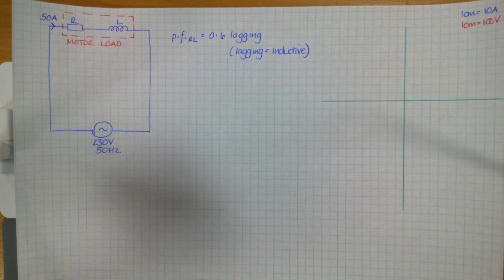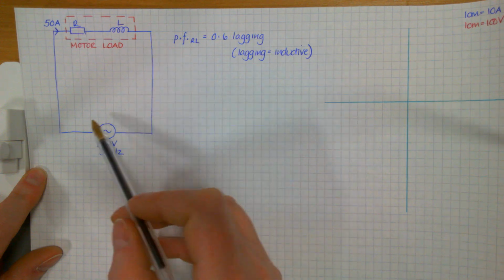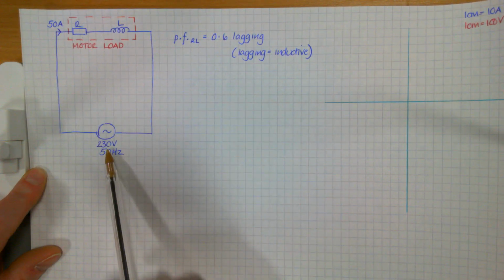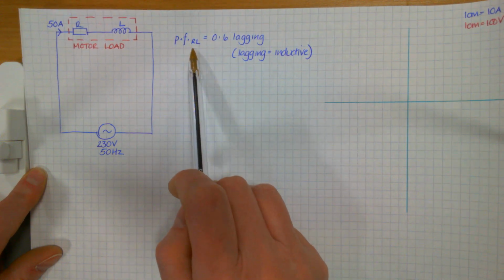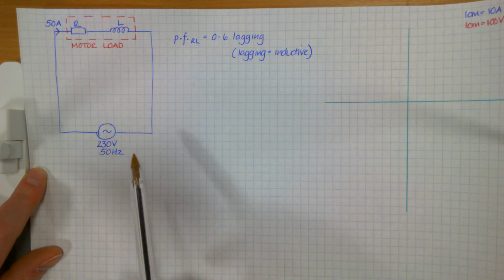So when you're looking at this next question, this is your initial circuit here. So you've got your RL motor load here taking your 50 amps. You've got your power supply here, 230 volts, 50 hertz. And it tells you that the power factor of the RL branch is 0.6 lagging. So lagging always just means an inductive circuit.